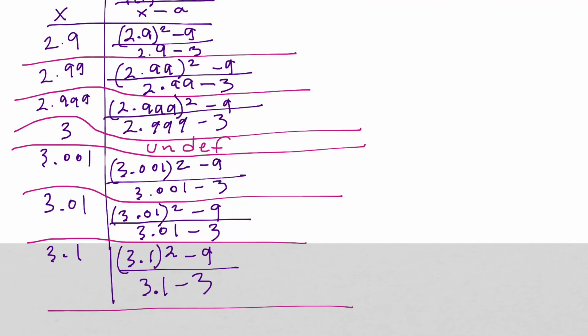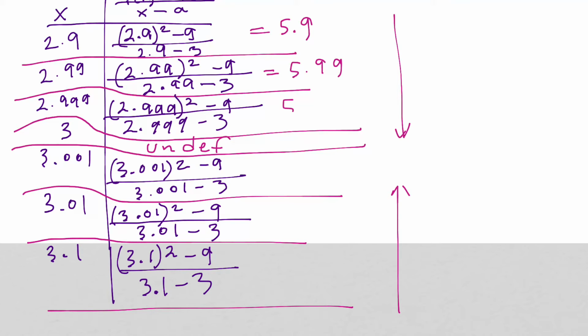All right, and if I go ahead and type those into the calculator, I should be approaching, coming from the left and coming from the right, the slope of the tangent line at 3. So I found that I got 5.9, 5.99, 5.999, and then of course undefined, and then from the other direction 6.001, 6.01, and 6.1. So we appear to be approaching 6.